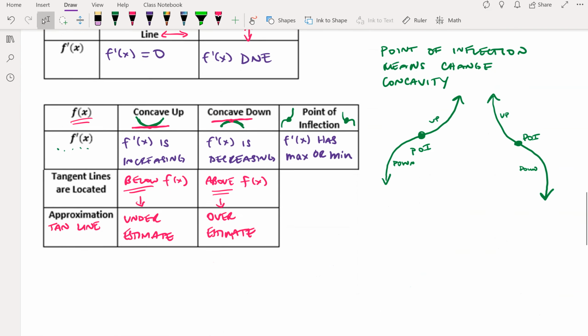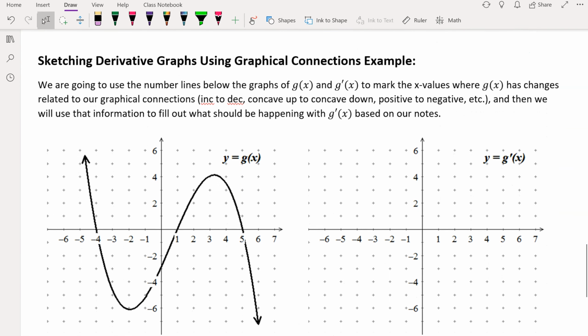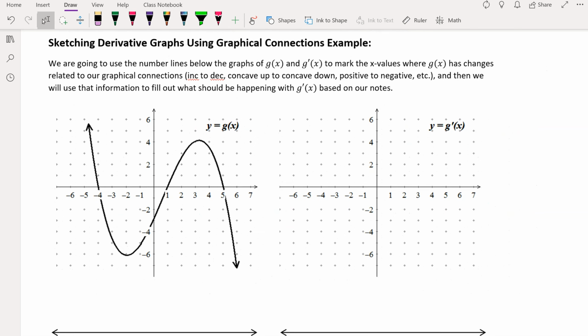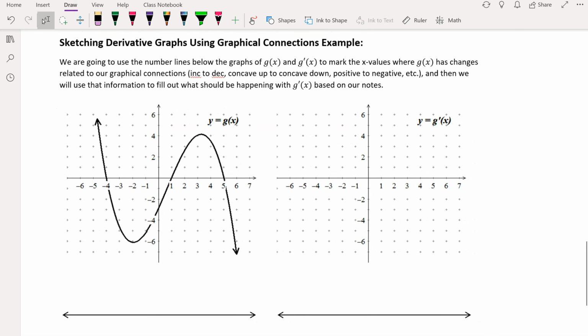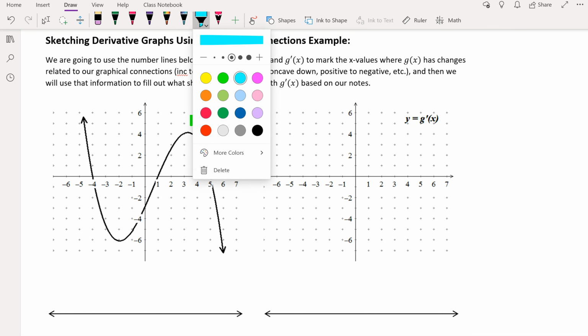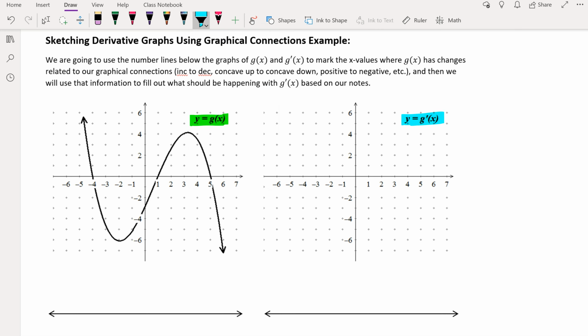All right, here we go. Sketching derivative graphs using graphical connections. We're going to use the number lines below the graphs, these little number lines down here, to mark x values where g of x has changes related to our graphical connections. So make sure you know which graph you're looking at. Green is g of x, blue is g prime. So we have the regular graph, and then we're going to sketch the derivative graph. And we need to make some connections.